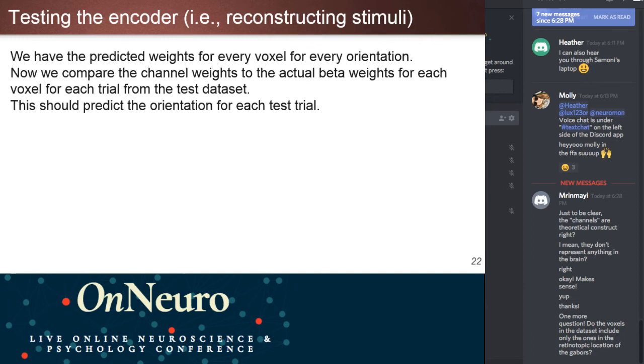Do the voxels in the data set include only the ones in the retinotopic location of the gabors? No, this is purely area V1, left or right hemisphere. There's no additional mapping of the spatial locations of the gabors.